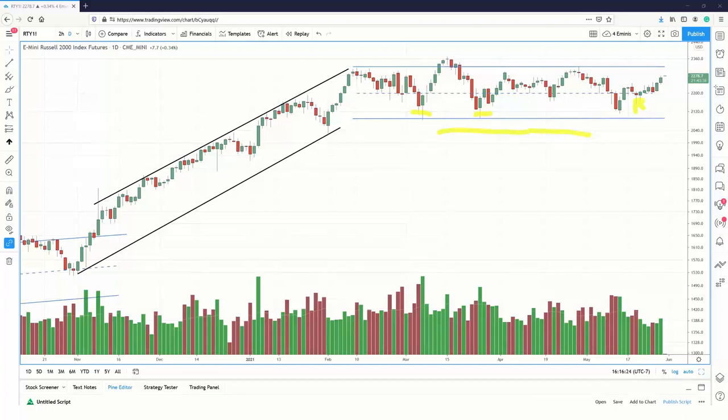Does it look like an ending diagonal? No, it doesn't. It doesn't have the structure. Is this a zigzag? No, it is not a zigzag. Is this a flat? No, again, you don't have the proper subwaves to call it a flat. Thus, by the process of elimination, I'm basically forced to embrace the idea of a contracting triangle.